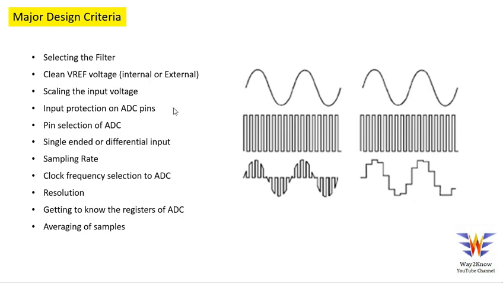And then input protection, as we said, whether it be restricting the current or restricting any pulses or any higher voltages, input protection on the ADC pins is very important. And then pin selection. As we discussed in the first slide, there could be an 8 channel ADC, 16 channel ADC, 32 channel ADC. So if you have only one sensor, you have to select that particular channel and then read the values.